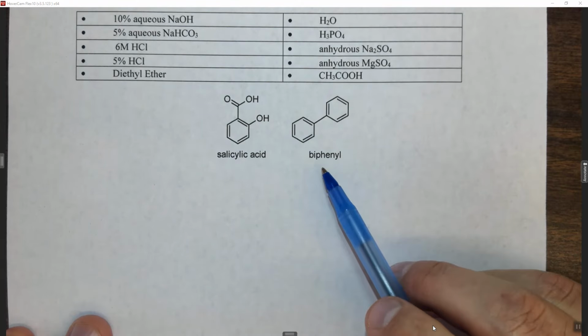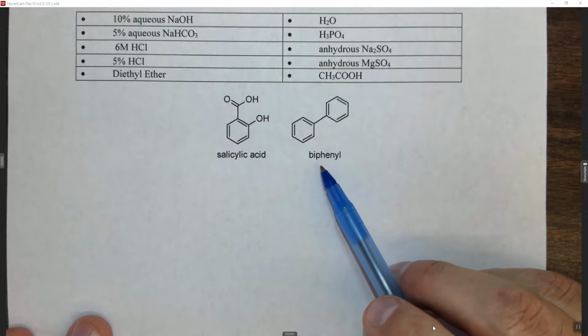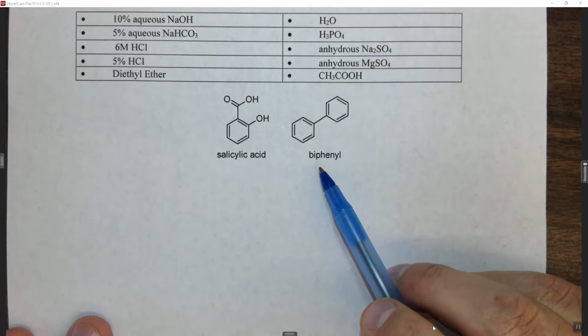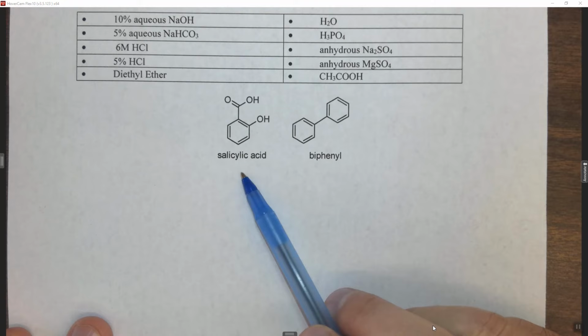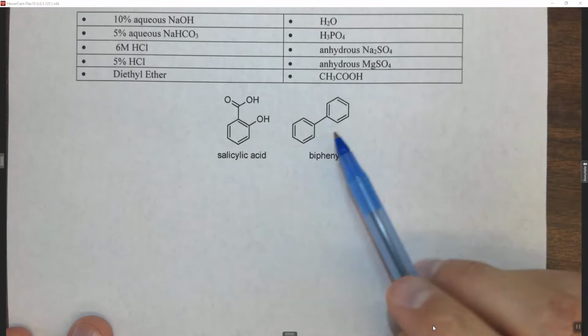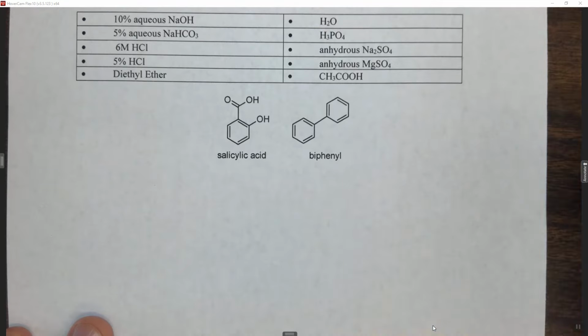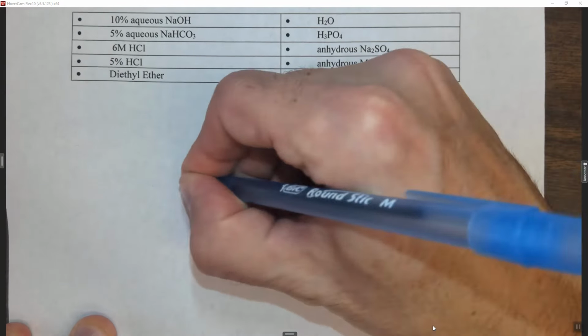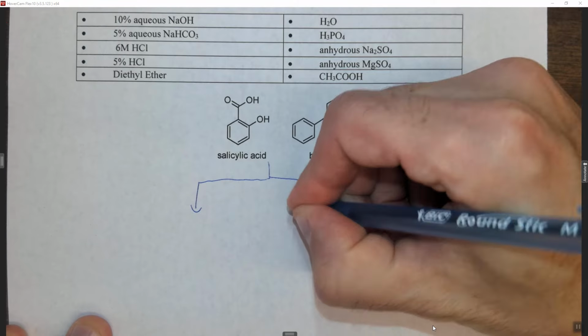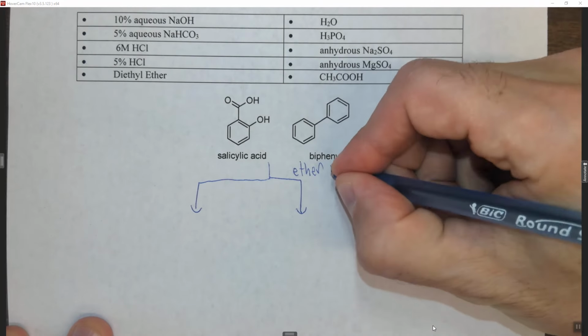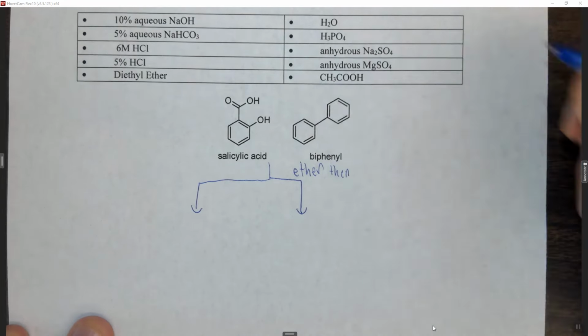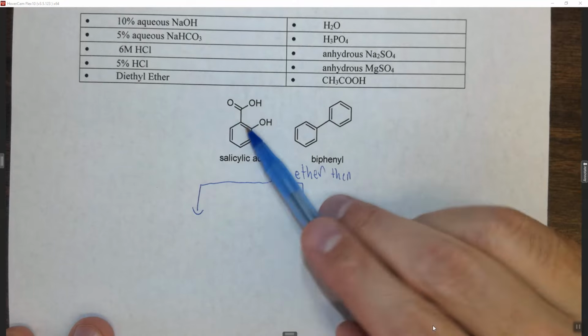Amines, which have nitrogens in them, are organic bases, and they can be removed from the ether layer by adding acids. Everything else is neutral. So in this case, we have an acid, indicated by its name, salicylic acid, and a neutral molecule, biphenyl. So the first thing that we want to do with these two molecules is dissolve them in ether. So we want to add ether. Then once they're dissolved in ether, we want to add something to get rid of this.